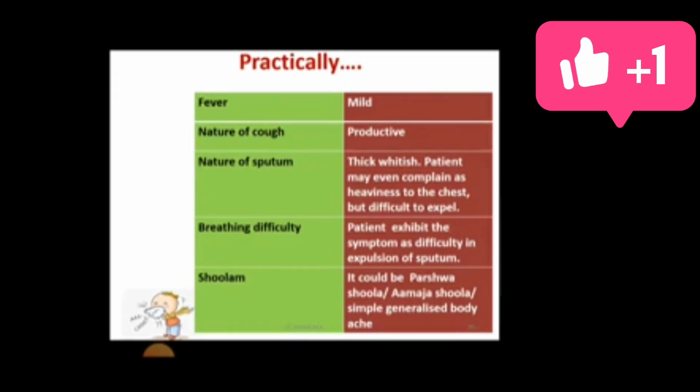In case of swasa, in case of breathing difficulty, if the patient exhibits the symptom of difficulty in expulsion of sputum, he says that there is some tightness of the chest, but I cannot spit it out. In case of shula, either it can be parsha shula, or amaja shula, or kaphaja shula. That is Sadopahrillasavami, Guruttam, Staimityaganavakapapraseka, like that. So in such conditions, the best option is Vyagradi Kashaya. If a patient exhibits mild fever, productive cough, thick whitish sputum with difficulty to expel, or expulsion of much thick white sputum, the best option is Vyagradi Kashaya.